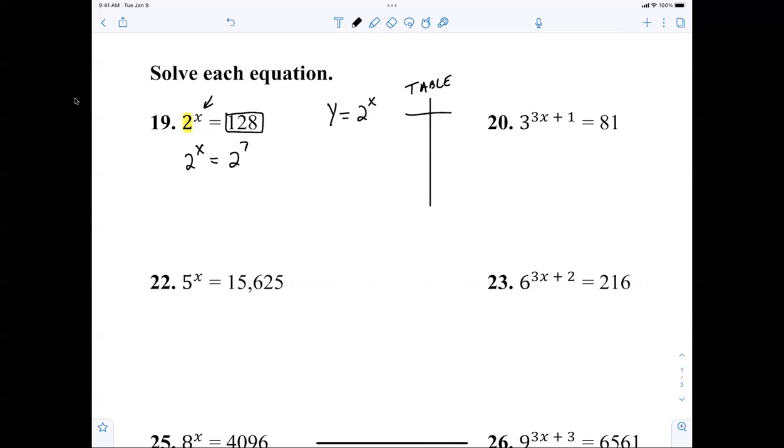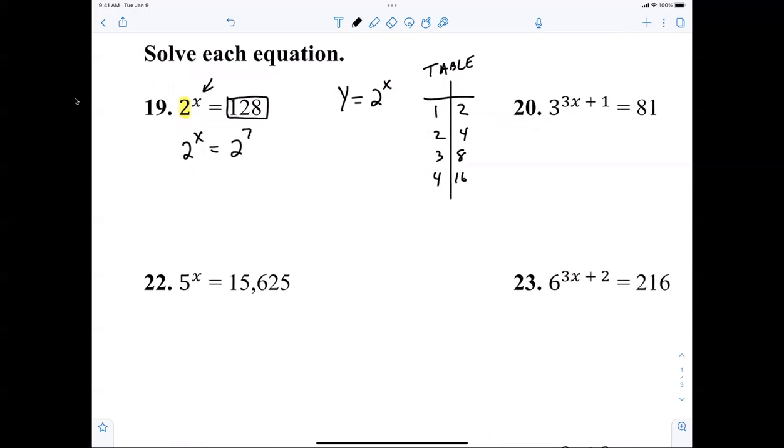So we're going to start with 1. That would be a 2. Then 2 would be 4. Then 3 would be 8. 4 would be 16. And you just keep plugging in the numbers until you get to what? 128. Is everybody with me on that? And which one is going to get to 128? What X value? 7. So that's how you figure it out.